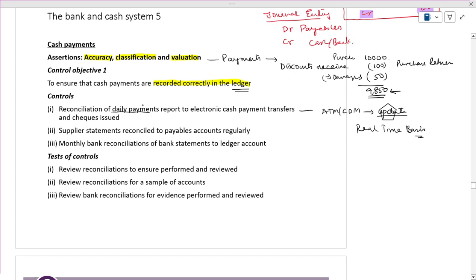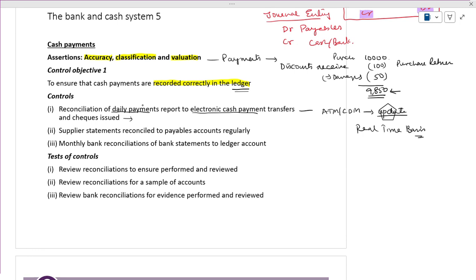This applies especially to electronic cash payment transfers, e-transfers, digital transfers, internet banking, phone banking, whatever you call it. And checks issued will take time. It may take 1 hour, or 1 day, 24 hours. If it is an outstation check, it will take 3 days. That is the reason we are very concerned about checks when we are doing bank reconciliation. We are not focusing much on cash; we are focusing more on checks.